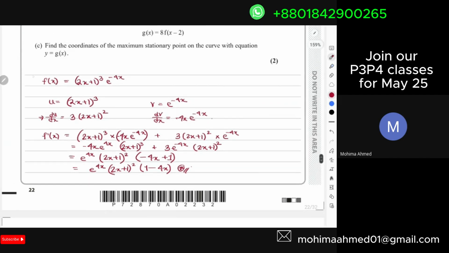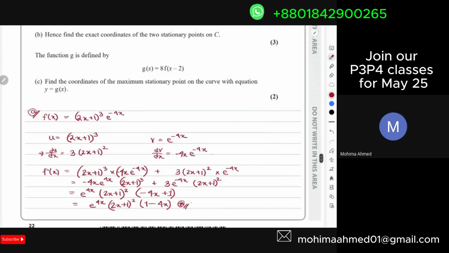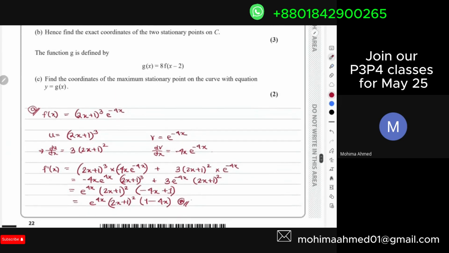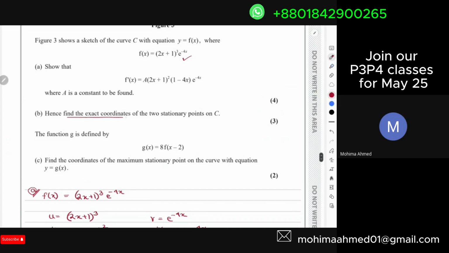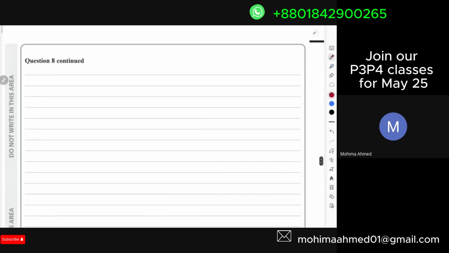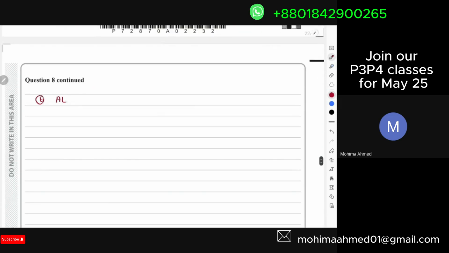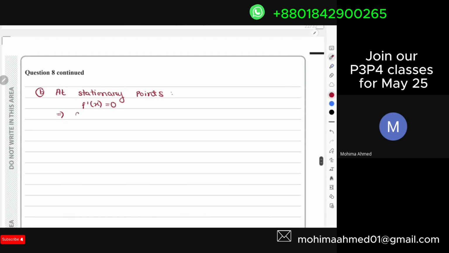That's it for your part A. Okay, then after this, this was your part A. After this, if I move on to your part B: hence find the exact coordinates of the two stationary points on C. At a stationary point, I know that your f prime x is 0. So we have to write that part B: at stationary points, f prime x is equal to 0. If this is equal to 0, then your original equation that you calculated was 2.